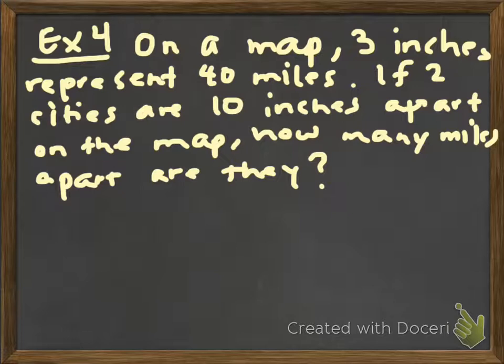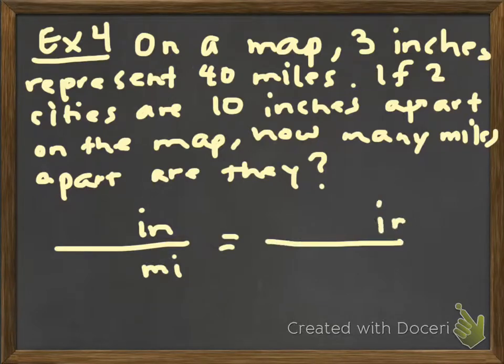Example 4, on a map, 3 inches represents 40 miles. If two cities are 10 inches apart on the map, how many miles apart are they? So on the first sentence it says inches to miles, so we're going to set it up inches over miles. And on the other side, the fraction will be the same, inches over miles.